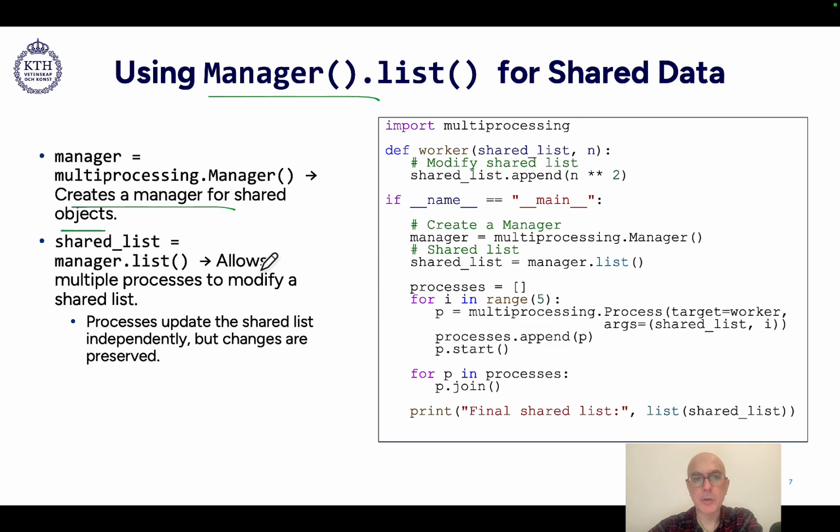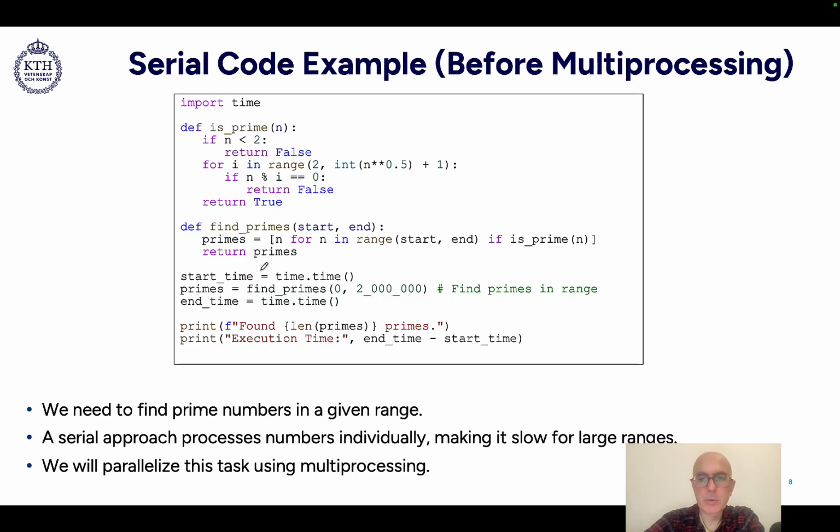And this allows multiple processes to modify the shared list. Processes update the shared list independently, but changes are preserved. The example that I want to give you of an application of the multiprocessing module is to find the prime numbers between a certain range.